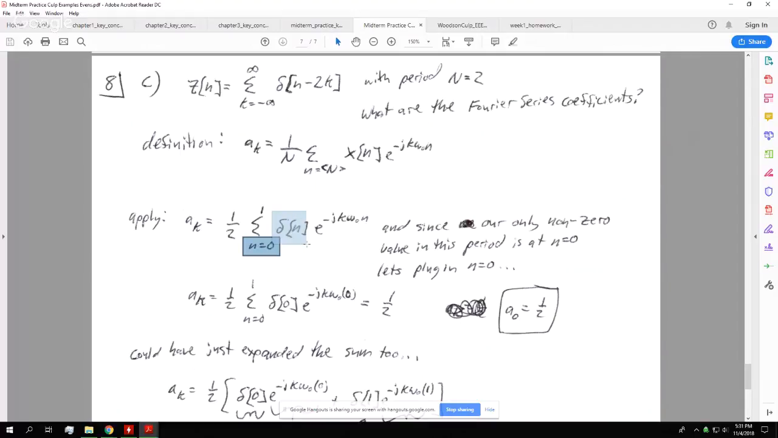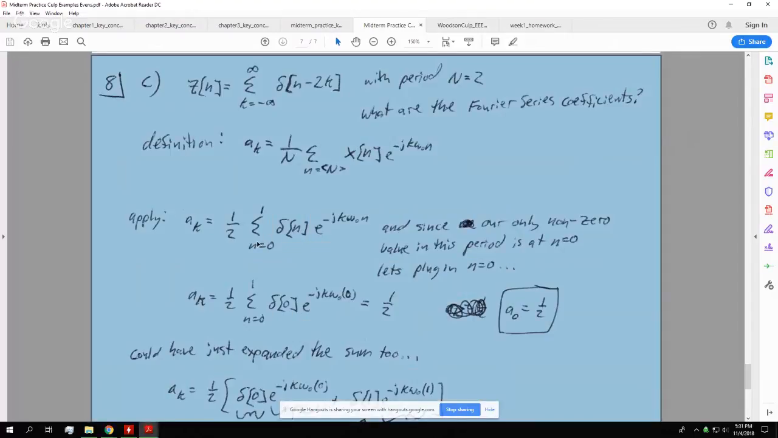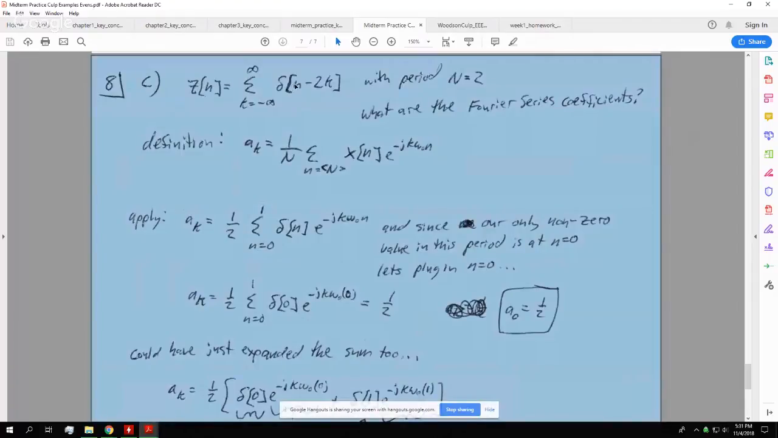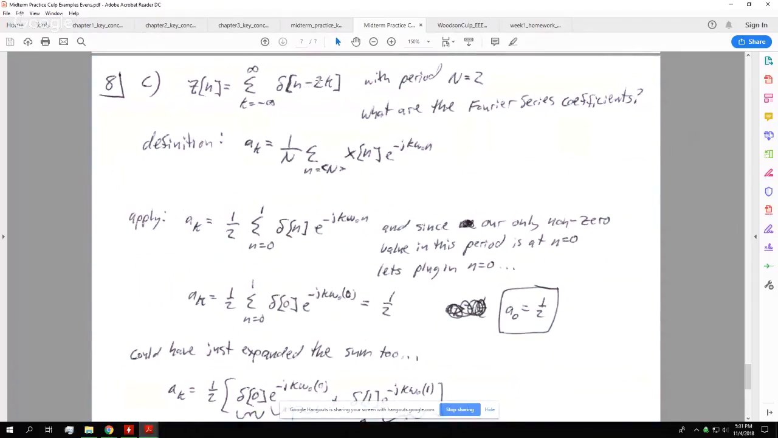So our delta function outputs a 1. At n equals 1, however, it's a different story. If n equals 1, n minus 2k is no longer 0, and so this becomes a 0. And so I'm only going to put this into my expression and not this whole thing. Hopefully that makes sense. So anyways, we want to apply this.